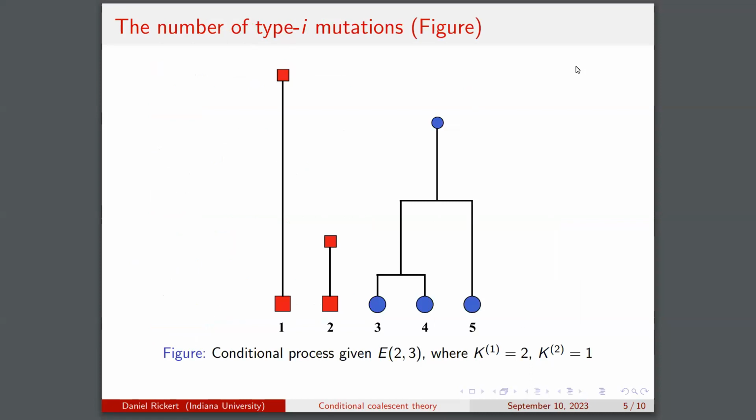In this figure, we can see an example of the conditional coalescent process with killing. Notice how the type 1 individuals, red squares, cannot coalesce with the type 2 individuals, the blue squares. A quantity of interest, then, is the number of mutations of type 1 and type 2 in the process, which we denote by K1 and K2, respectively.